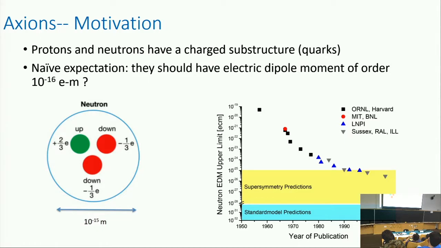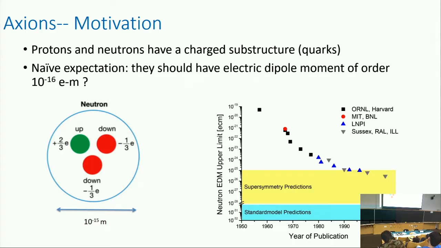Okay, so now let me talk a little bit about the motivation for the axion models. As a naive experimentalist, I know that a neutron, for example, has three quarks inside it. If I think of this as a bag with three fractionally charged particles, two negative and one positive, I would think there's bound to be some charge separation on the order of the size of the nucleon. And so this should have an electric dipole moment. It would be very odd if it didn't. I would say the electric dipole moment should be the size of the nucleus times an electron, so 10 to the minus 16 electron meters.